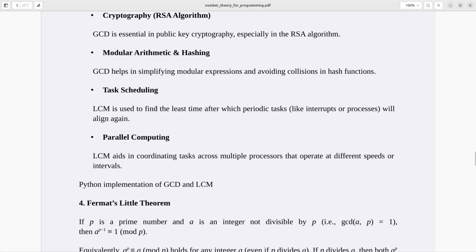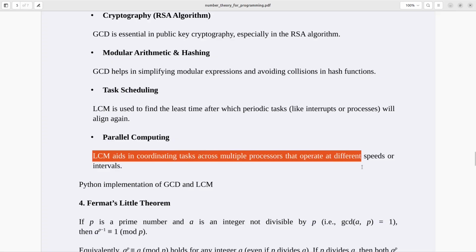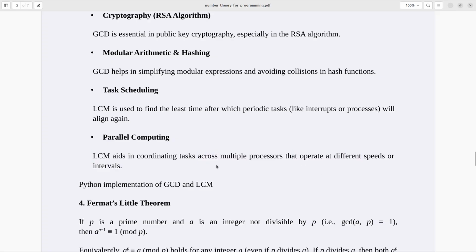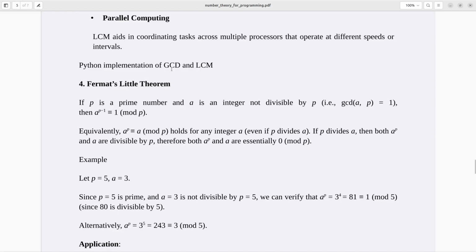Okay, and we can use GCD and LCM in task scheduling. LCM is used to find the least time after which periodic tasks, like interrupts or processes, will align again. Okay, and for parallel computing, we can also use LCM. LCM can aid in coordinating tasks across multiple processors that would operate at different speeds or intervals. Okay, so let us see how we can implement GCD and LCM in Python.